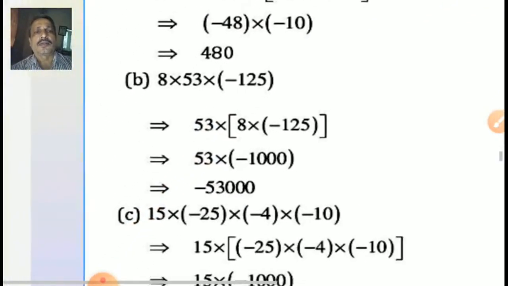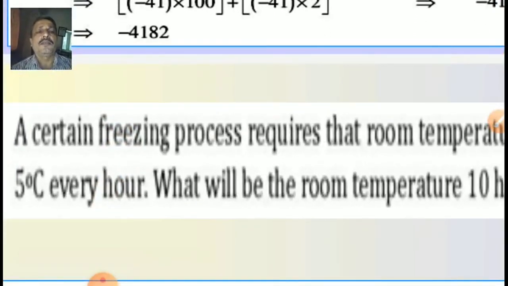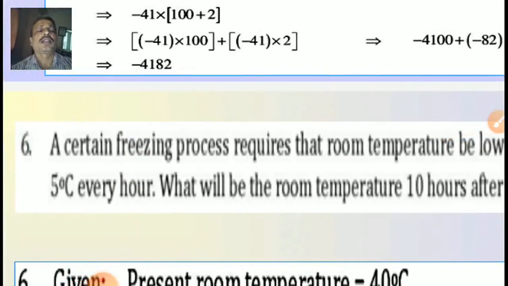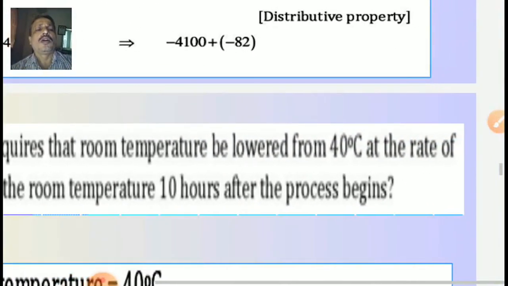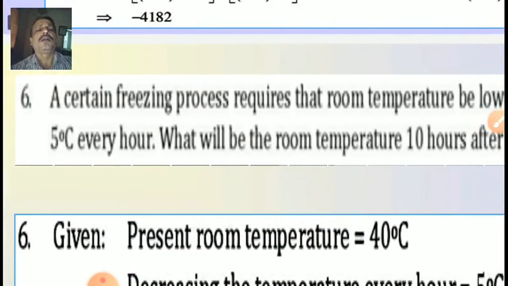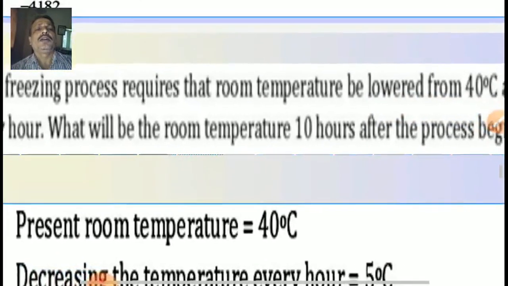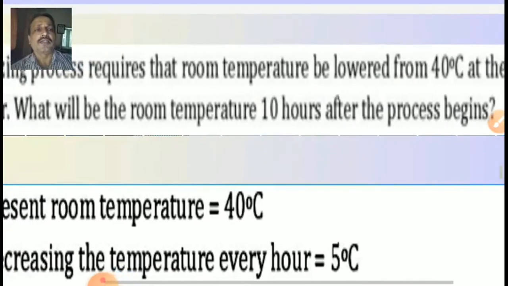Very good. Okay. Now question number 6. A certain freezing process requires that room temperature be lowered from 40 degrees centigrade at the rate of 5 degrees every hour. What will be the room temperature 10 hours after the process begins?